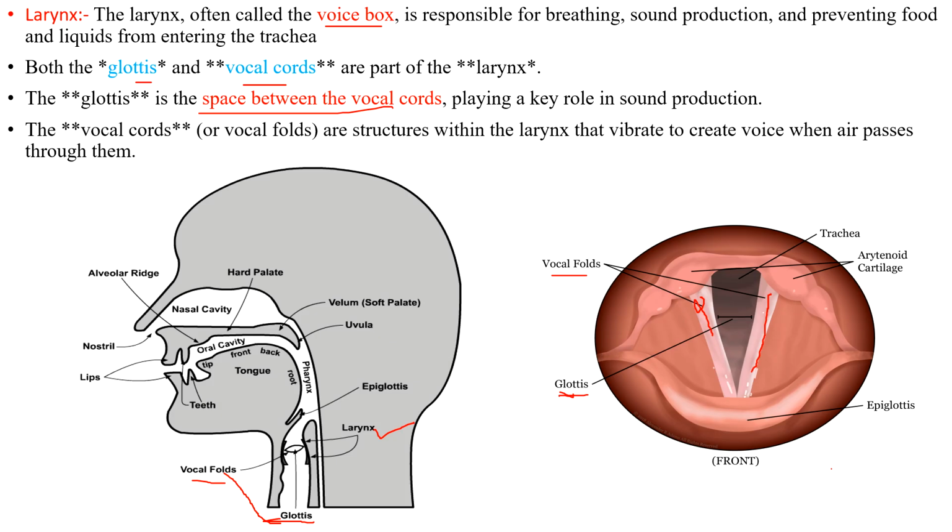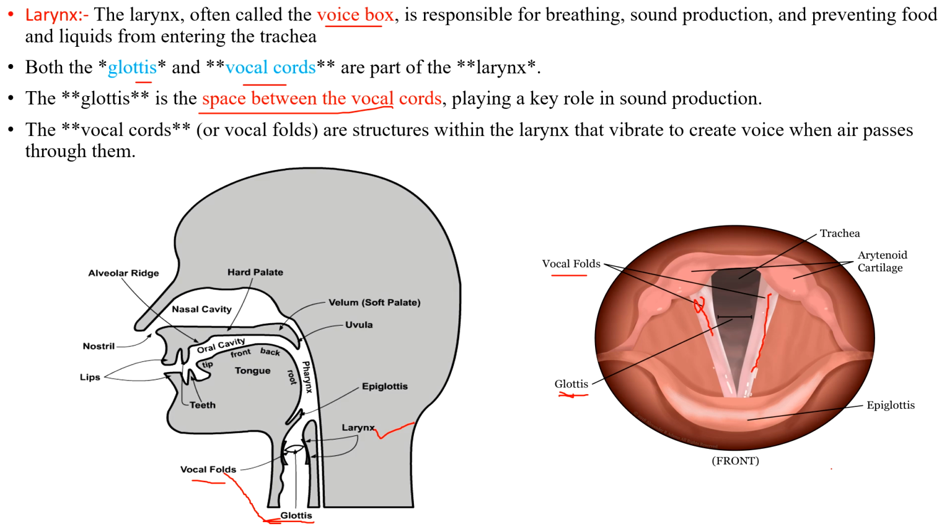These vocal cords or vocal folds are within the larynx. They vibrate to create voice when air passes through them. Sometimes they close, and when the air passes they vibrate. Sometimes, to produce some sounds, they are wide open. So the space between these vocal folds or vocal cords is called glottis.